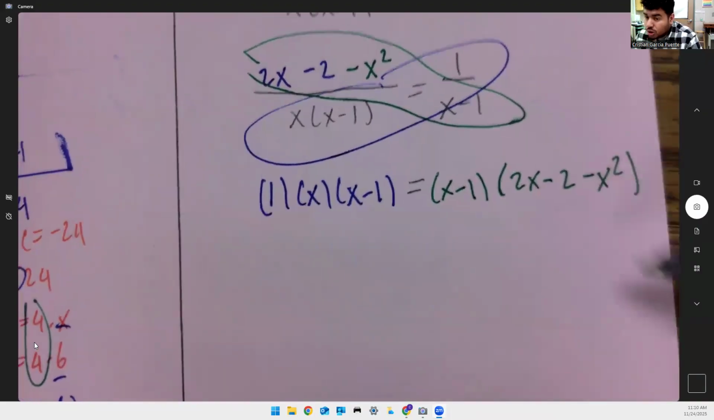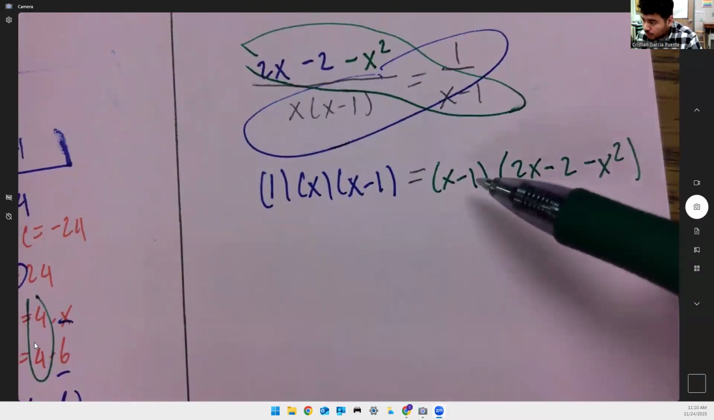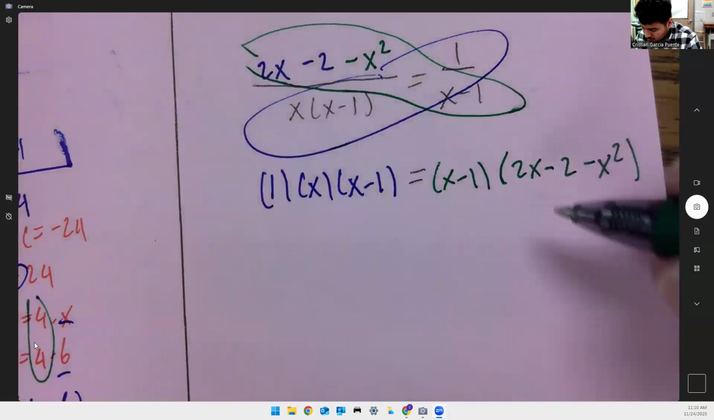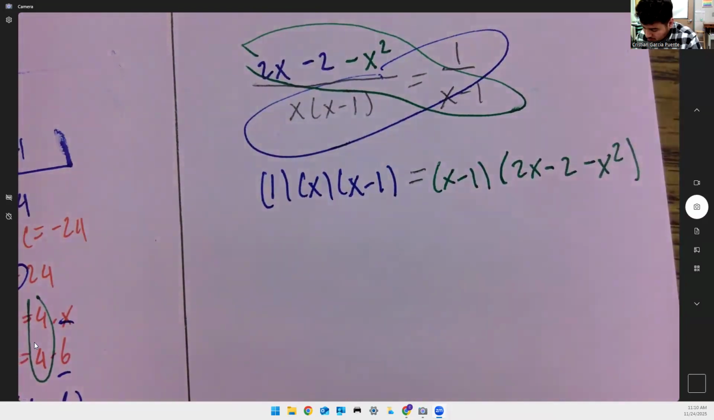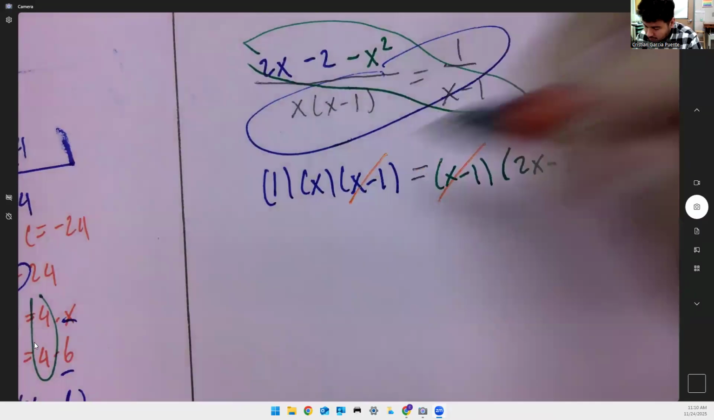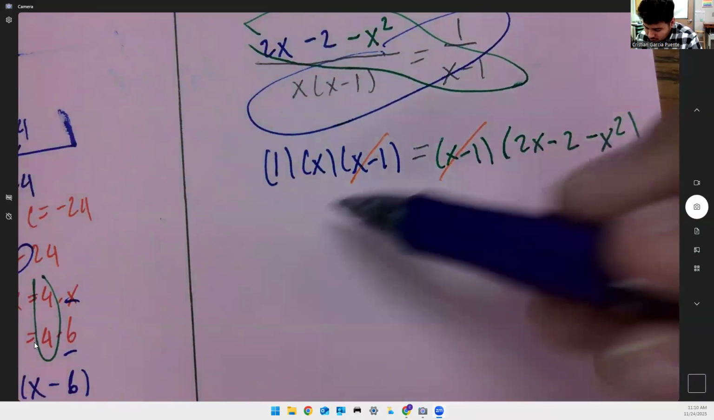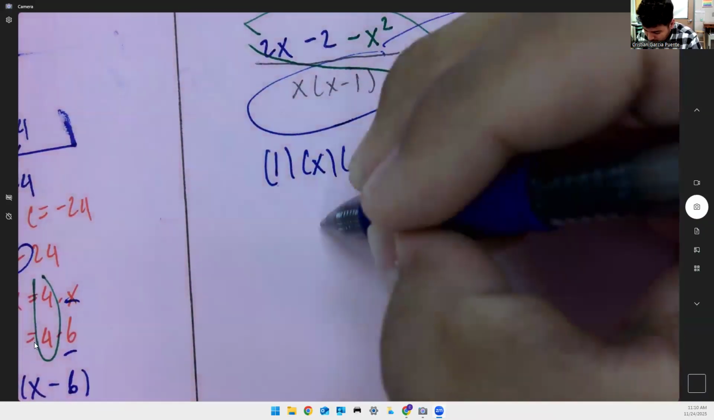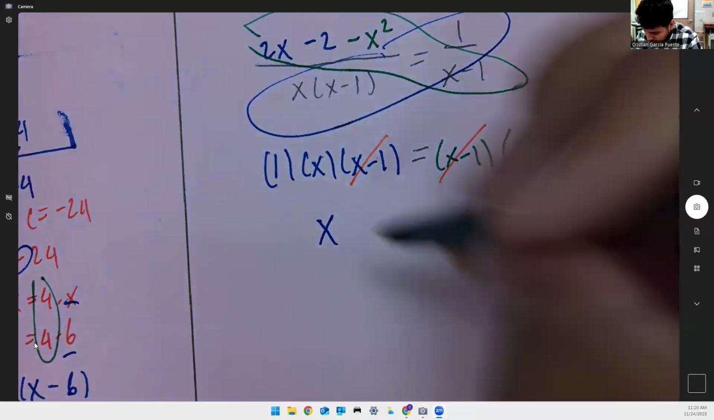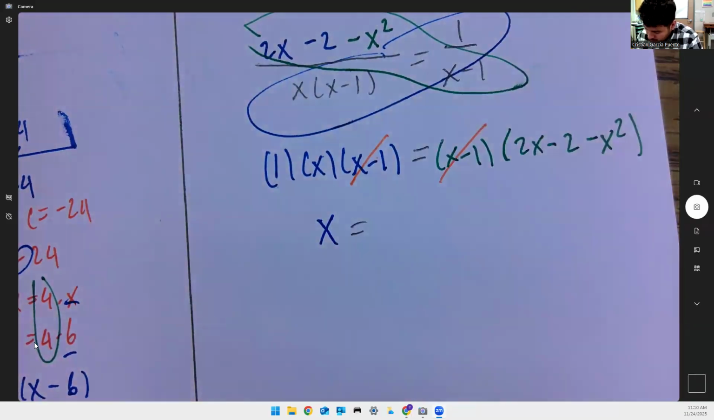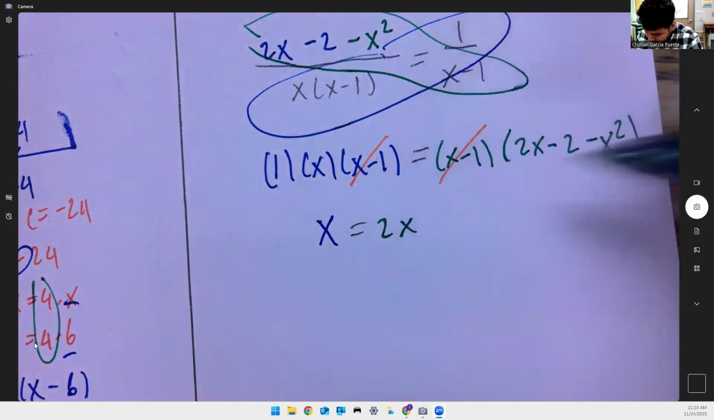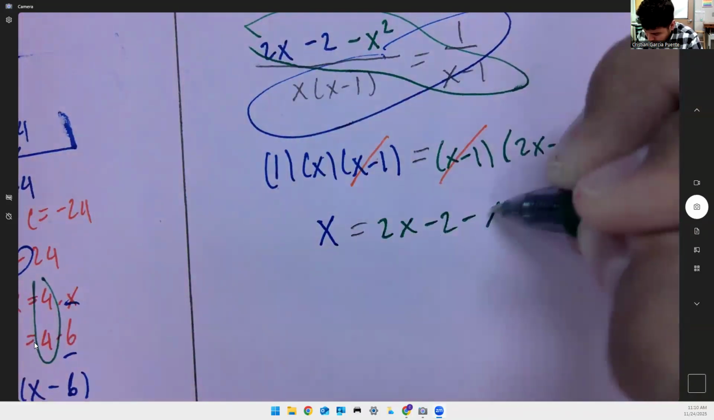Now, start canceling what they both have in common. So on the right side, we have an x minus 1. On the left side, we have an x minus 1. So we can just cancel those out. So over here, cancel this stuff out. And now what am I left over with on the left? 1 and x. So what's 1 times x? That's just x. And on the right, I was left with 2x minus 2 minus x squared.